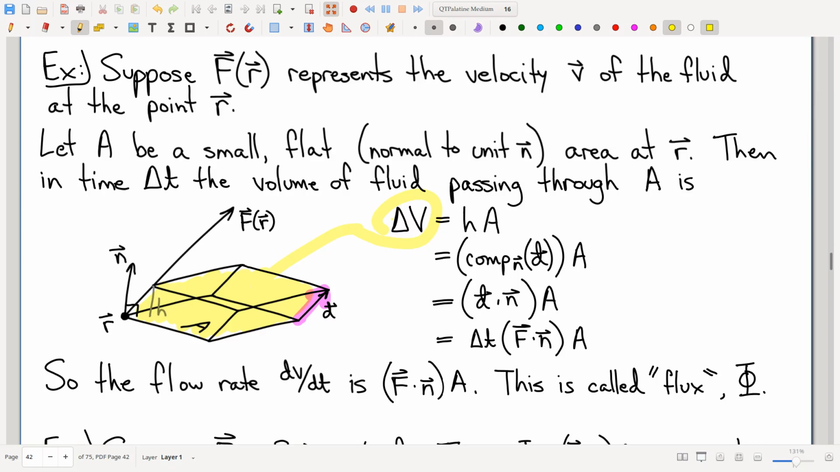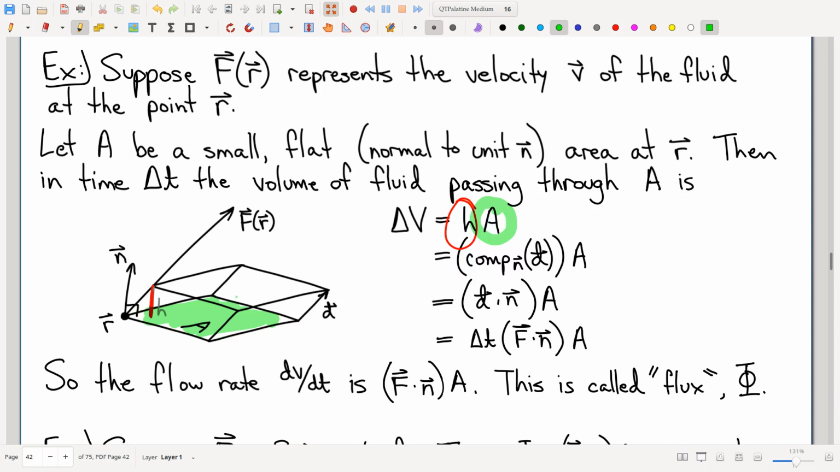Is that cool? All right, so what is that volume? Well, volume is height times the area of the base. Right, high school geometry, right? Flashbacks, everybody good with that? Okay, height times the area of the base.